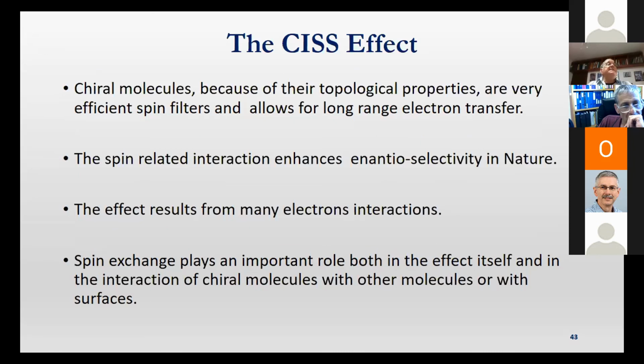So to summarize this effect, I believe that chiral molecules, because of their topological properties, are very efficient spin filters and also allow for long range electron transfer. That's why they may be important in biology. The spin-related interaction enhances the selectivity in nature. The effects result from many electron interactions. It's not a single electron picture. And an important conclusion is that the spin exchange plays a very important role. It's not the spin-orbit coupling alone that can make this effect happen.